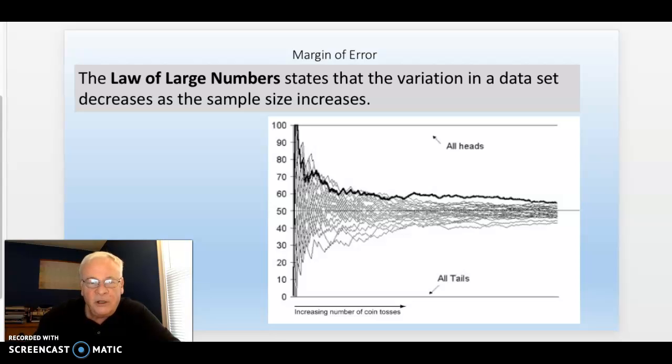Guys, there's something called the law of large numbers. You're going to need to know this. It's a vocabulary word. It states that the variation in a data set decreases as the sample size increases. As an example, if I flipped a coin 5 times, I might end up with 4 heads and 1 tail. But if I flipped it 500 million times, I'm going to end up with really close to the same number of heads as number of tails.